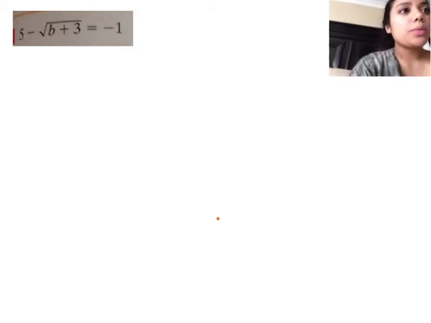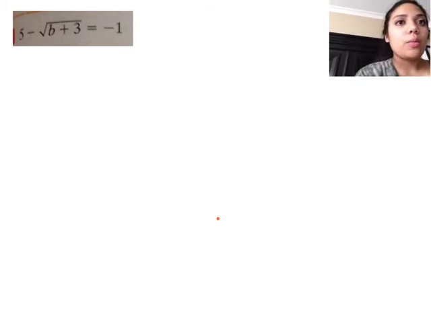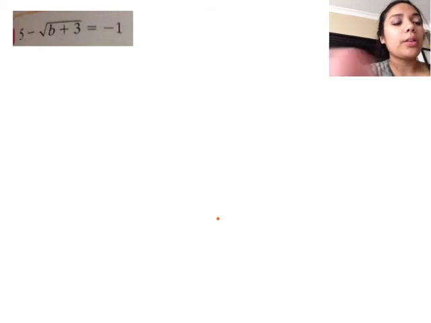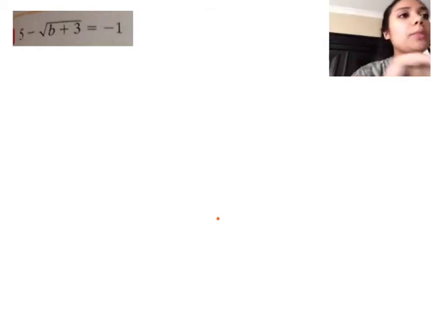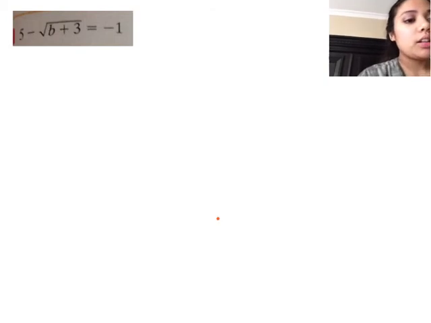Alright, so this is the last one I'm going to be doing. I really actually want you to pause it, and I want you to see if you know how to do this one without my help first. So pause it. Okay, so 5 minus the square root of b plus 3 equals negative 1.